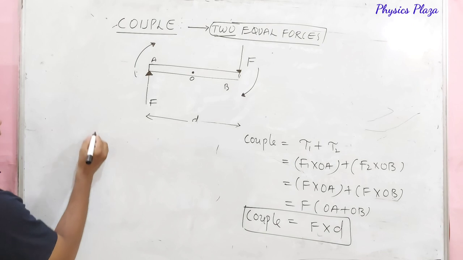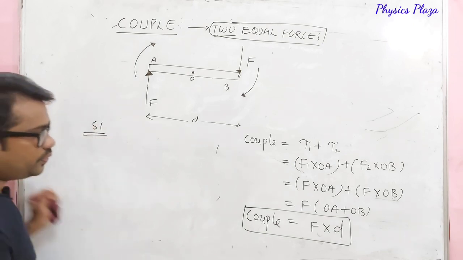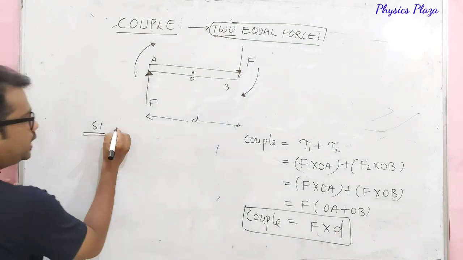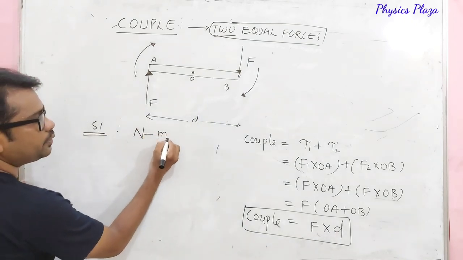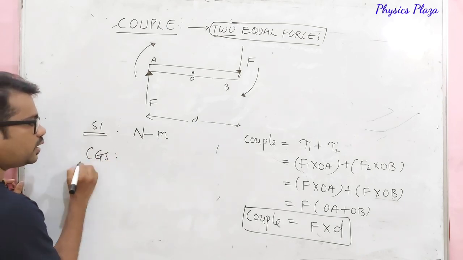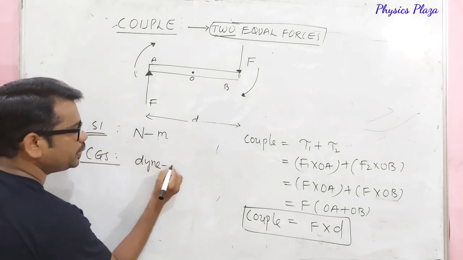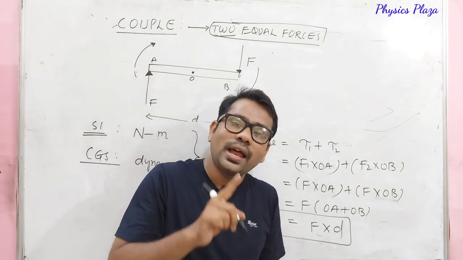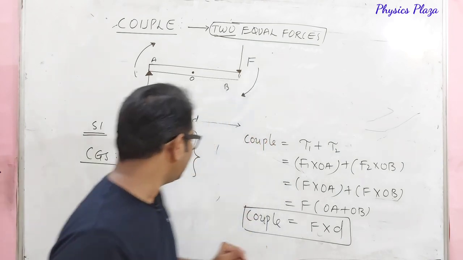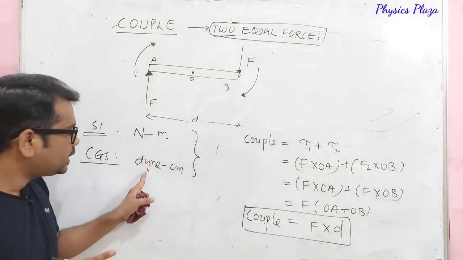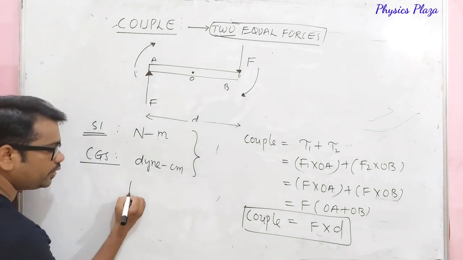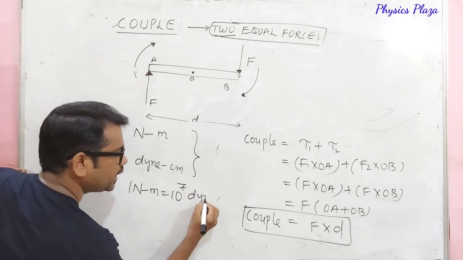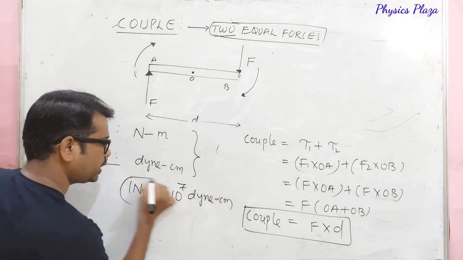Units of couple. So let us see its SI units, dear children. We know that force is measured in Newton in the SI system. Distance is measured in meter. So here SI units are Newton meter, whereas CGS units are dyne centimeter. Dear children, the very important thing is that the units of moment of force, that is the torque, and the units of couple are both the same. That is Newton meter in SI system, dyne centimeter in CGS system. And we all know that 1 Newton meter is equal to 10 to the power of 7 dyne centimeter. Children, it's a very important relation.